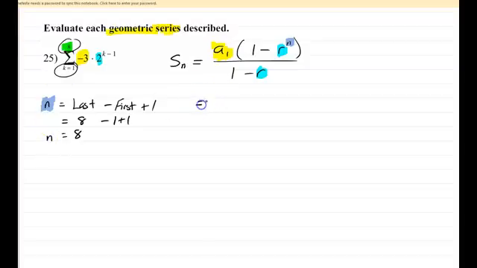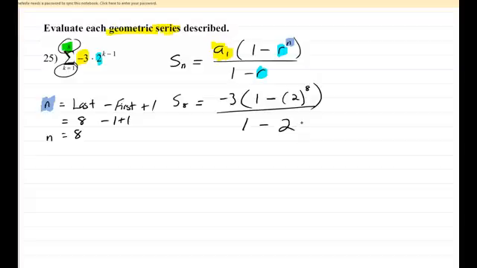So now we just start plugging everything in. So we have -3 times 1 minus 2 to the 8th power over 1 minus 2. And so we get -3 times 1 minus 256 over -1.